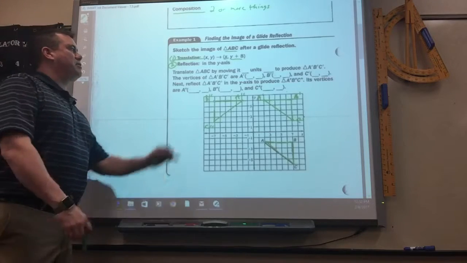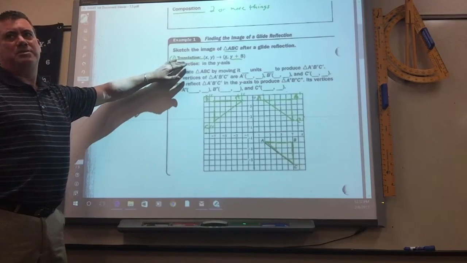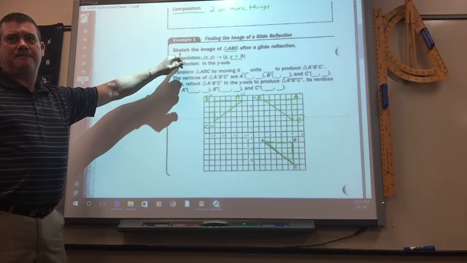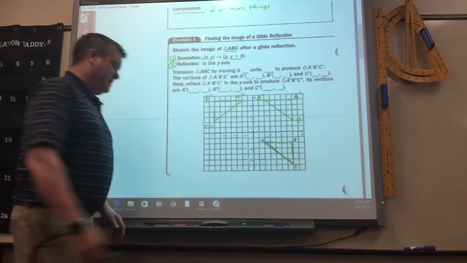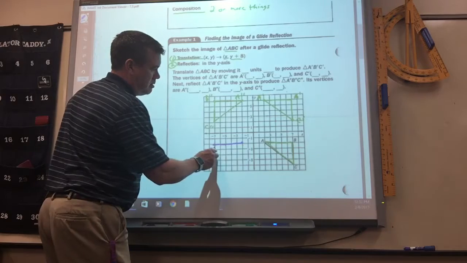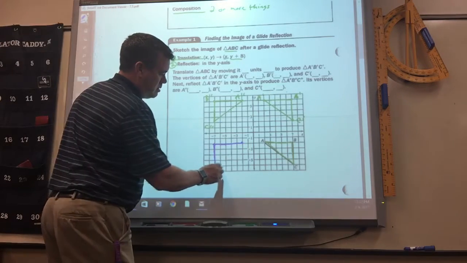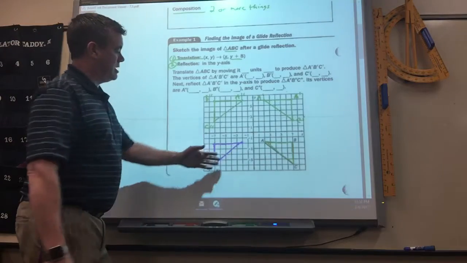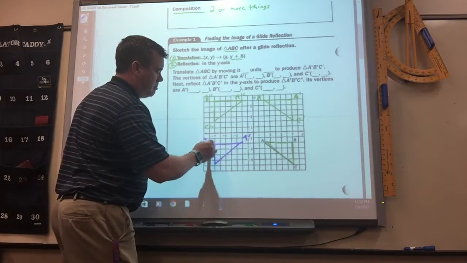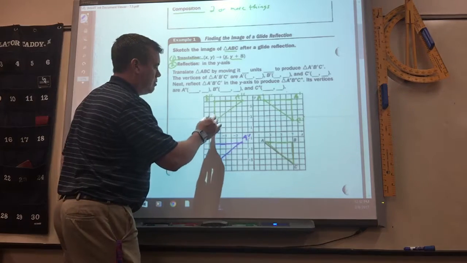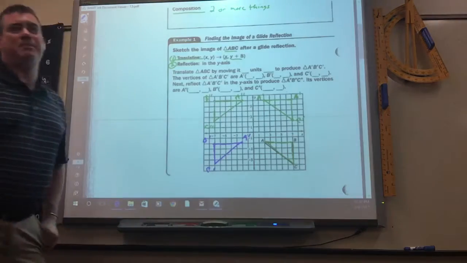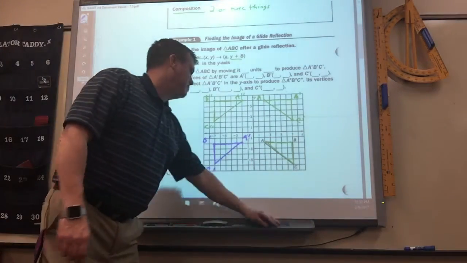Do you think it would matter if you did this backwards? Would you end up in the same spot if you did this first and then that first? You think so? No. No, because if you flipped it, it would go here. Like this. And then if you slid it up 7, well, maybe this is A prime, B prime, C prime. 1, 2, 3, 4, 5, 6, 7. 8. Oh, it's 8. Yep. So it would end up in the same spot. Yep. Okay.